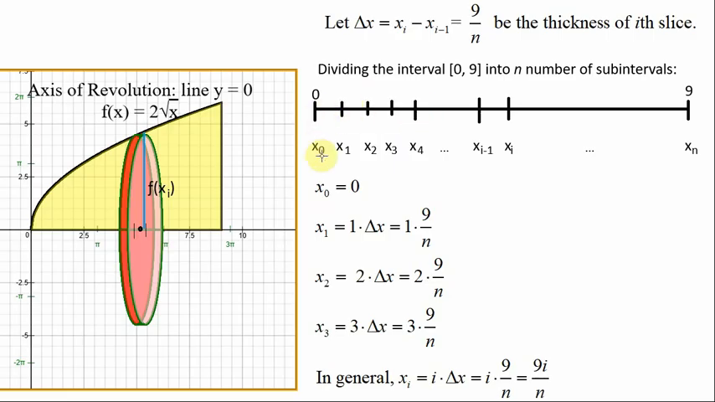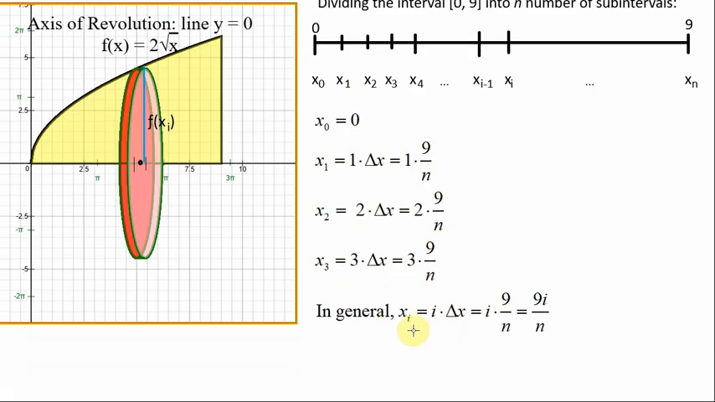We look at x sub 0, which is just 0. Then x sub 1 is 1 times delta x, but delta x is 9 over n, so x sub 1 is 9 over n. X sub 2 would be 2 delta x, or 2 times 9 over n. Then x sub 3 would be 3 times delta x, or 3 times 9 over n. In general, x sub i is i times delta x, or 9i over n. And so that's x sub i.